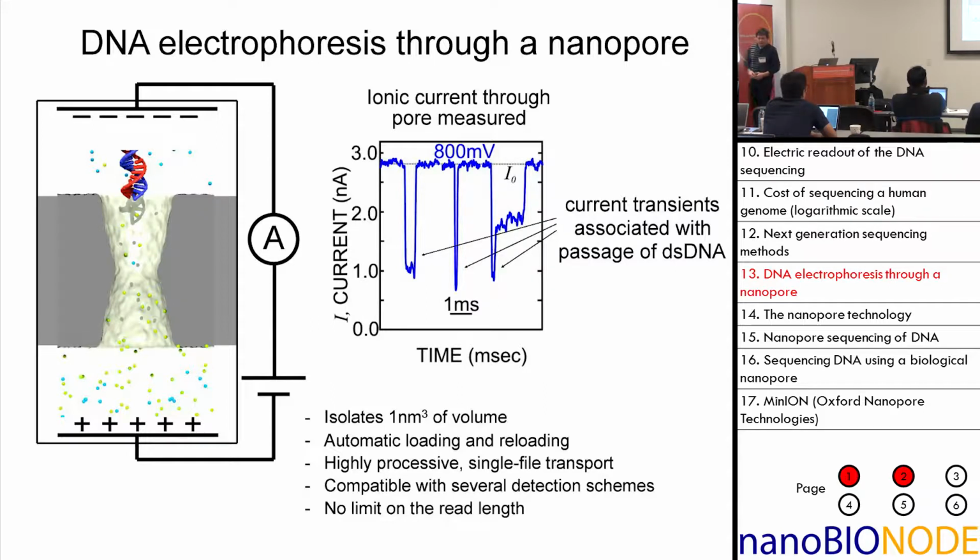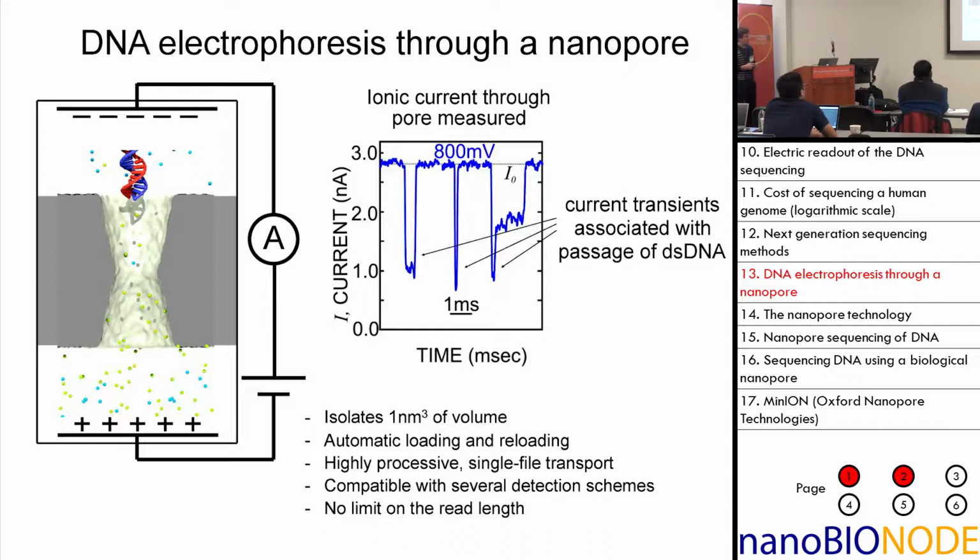So here's the idea that kick-started the field back in the 90s. It's called DNA electrophoresis through a nanopore. I'm going to illustrate it using this movie. What you have is a thin membrane placed in an electrolyte solution. You have two electrodes, so you create an electric field. It's water containing salt ions. You apply the electric field, and the salt ions will move through it. But because DNA is negatively charged, the DNA will also go through it, right?